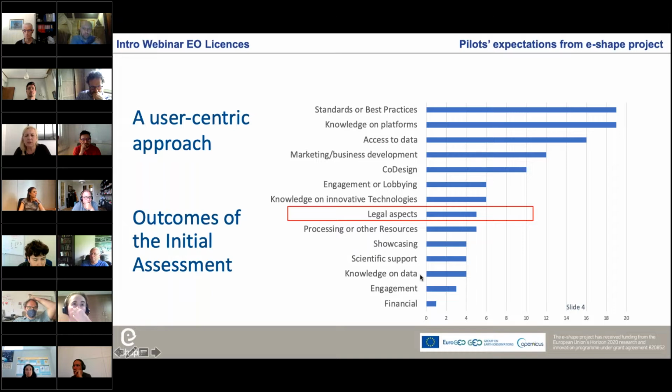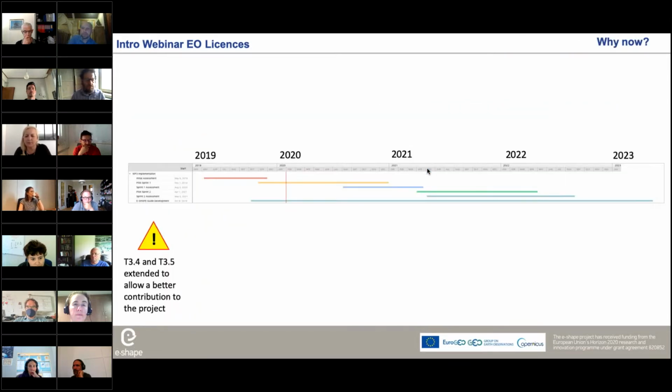Among the expectations they expressed in the initial assessment, one of them is the legal aspects. They wanted some support on that. So we have worked on the other ones too, but today we want to focus on this one.